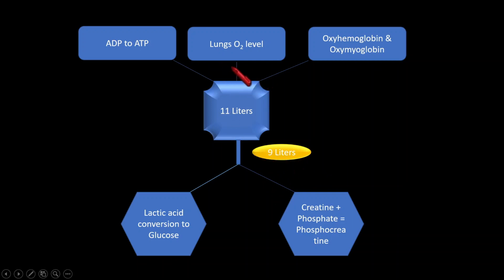Then the balance 2 liters is shared among these three processes: the conversion of ADP to ATP, bringing back the normal oxygen level in the lungs, and also bringing back the normal amount of oxyhemoglobin and oxymyoglobin. So all these processes are part of the compensation of oxygen debt.